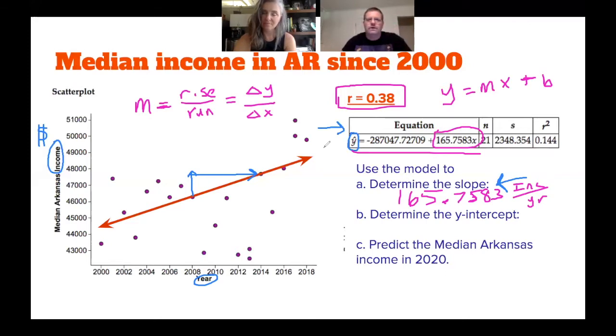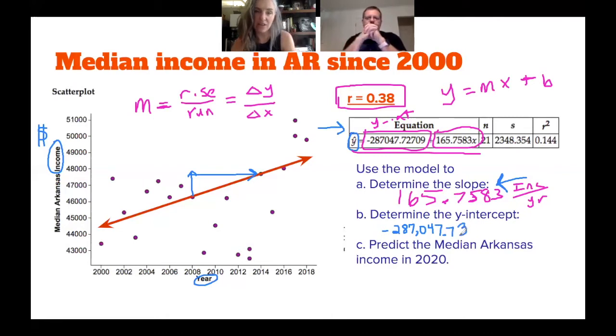The y-intercept would be negative 287,000 and some change. This number right here is the y-intercept. I'm even going to try to write that down. So we're looking at this y-intercept that's negative 287,000 and some change, and let's get a unit on that. Look at the fact that it's a y-intercept, so go over to the y-axis and grab a unit.